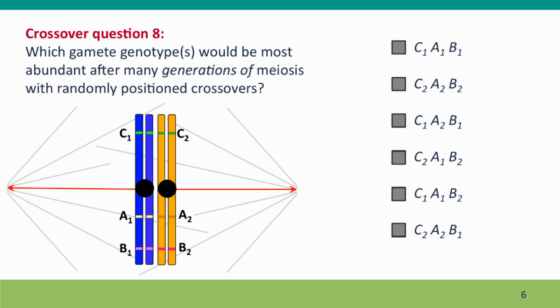The answer is all combinations are equally likely after many generations of crossovers. That's because the primary consequence of crossovers is that they're gradually randomizing the combinations of alleles. And so regardless of what allele combination we started out with, if we took many generations of meiosis with many different cells, in the end we would end up with a population of individuals, of chromosomes, that had all of the possible combinations in equal frequency.